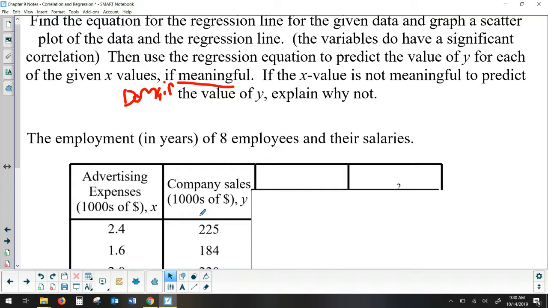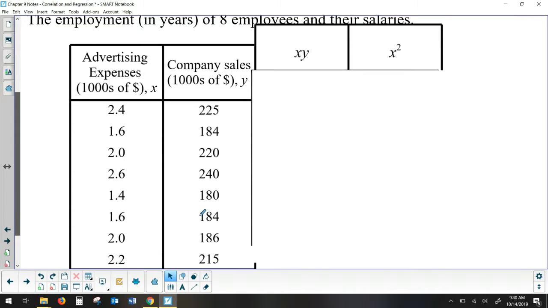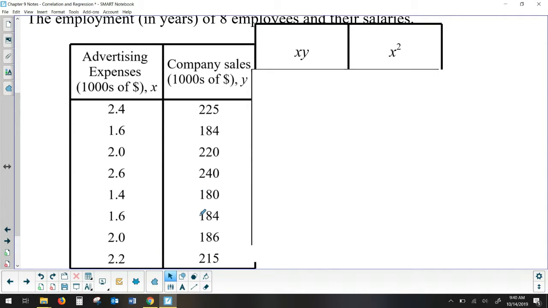So, you guys need to go and find x times y and x squared. Do this in your calculator. The employment in years of 8 employees and their salaries. So, we have 2.4, 1.6, 2.0. Plug that in your L1 list. Plug this list into L2.